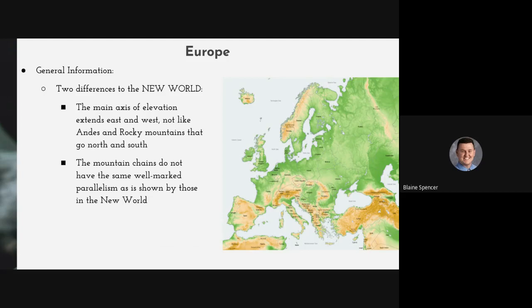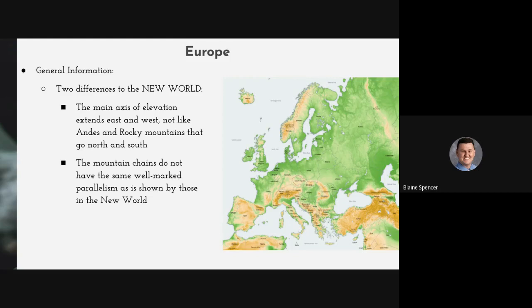We also see that in the Old World, the mountains aren't going to run parallel all the time. Okay, they're going to run into each other or not really have any parallelism as shown in the New World. Okay, so we're going to break down the primary highlands, the secondary highlands, and then the central region or that depression.